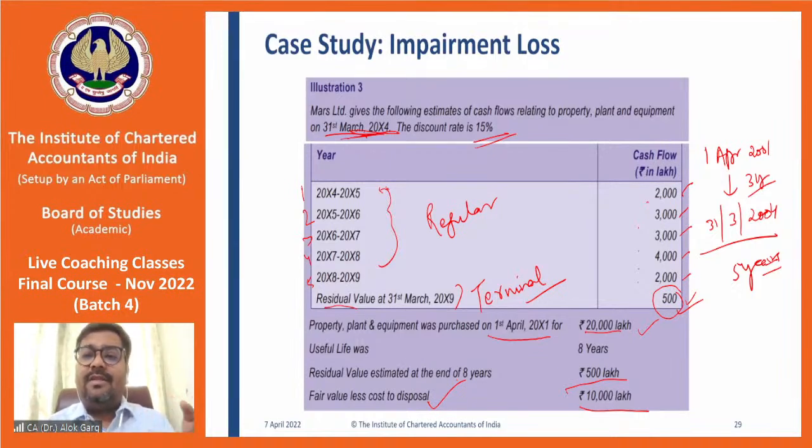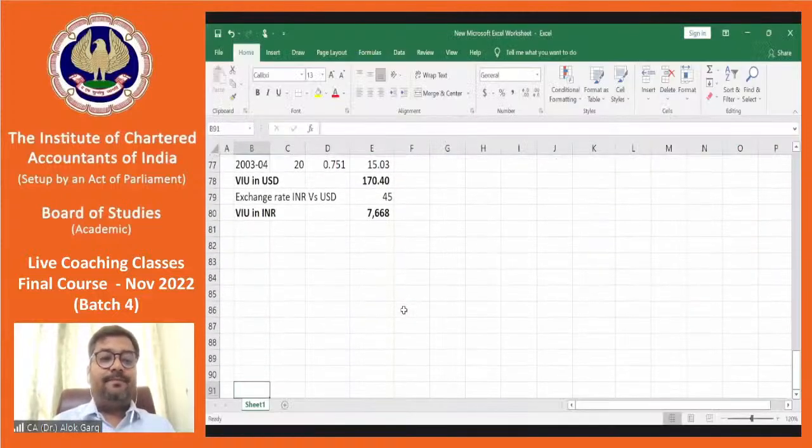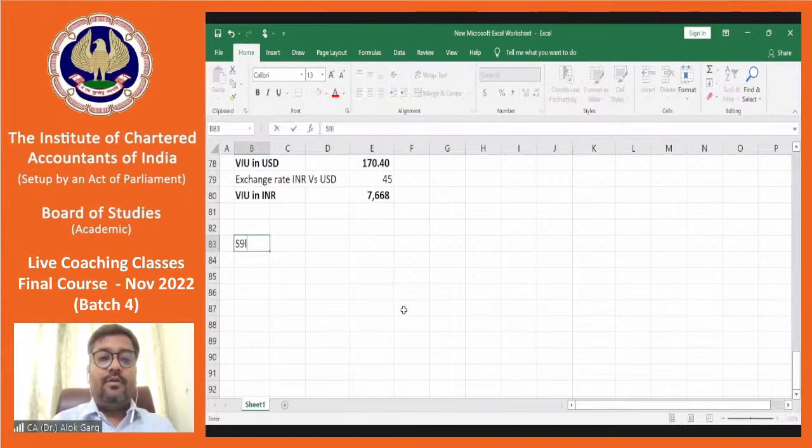So this is a comprehensive kind of question where we will calculate recoverable value, carrying value, impairment loss, and the future depreciation as well. So we'll do all these things in this particular question. I hope the question is clear to everyone. Let's follow me on the Excel file to solve this case study, illustration number 3, solution to illustration 3 of the ICAI study material.